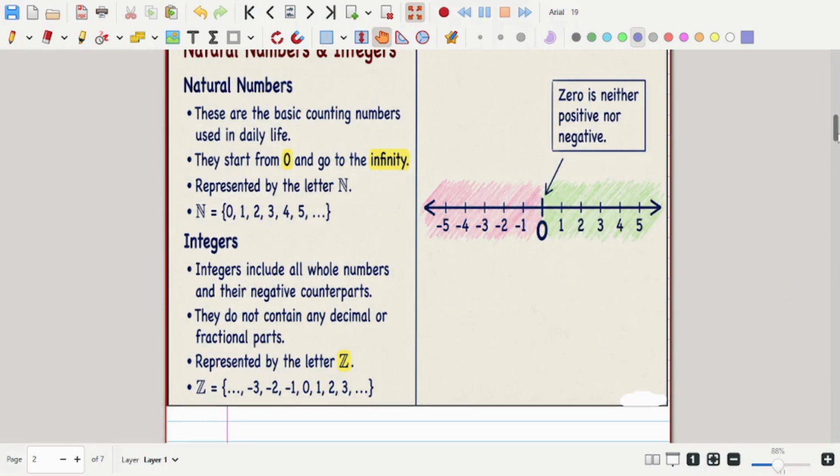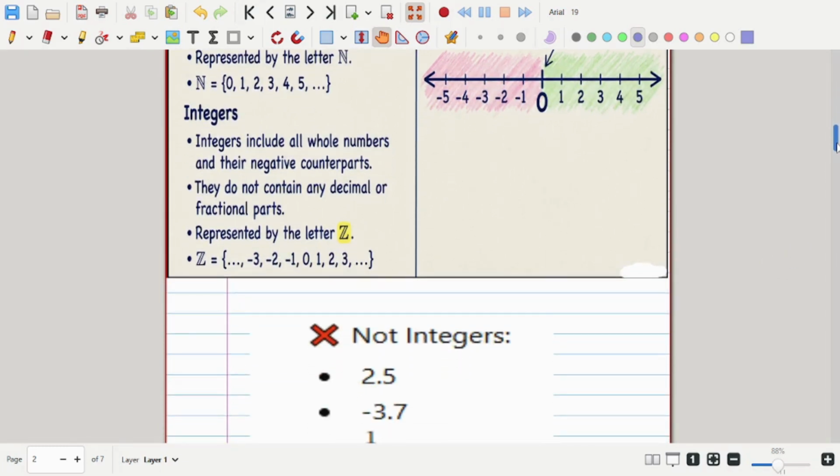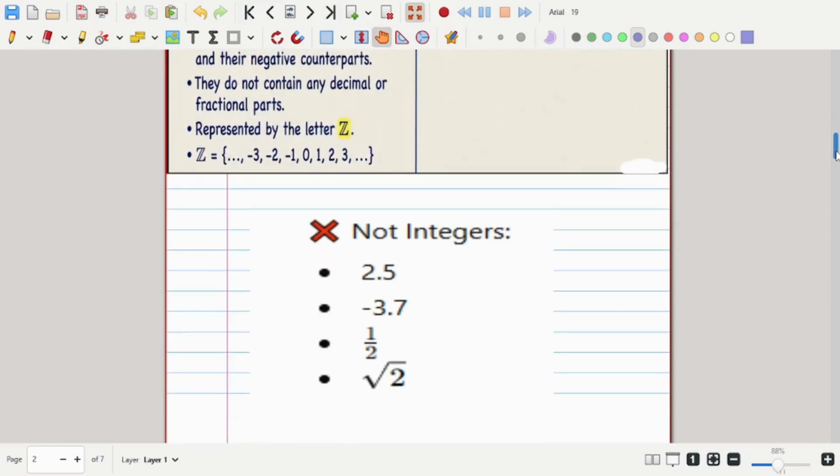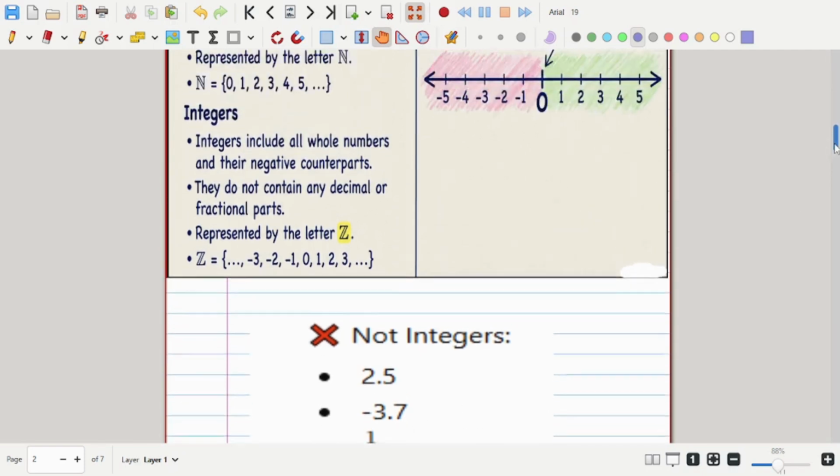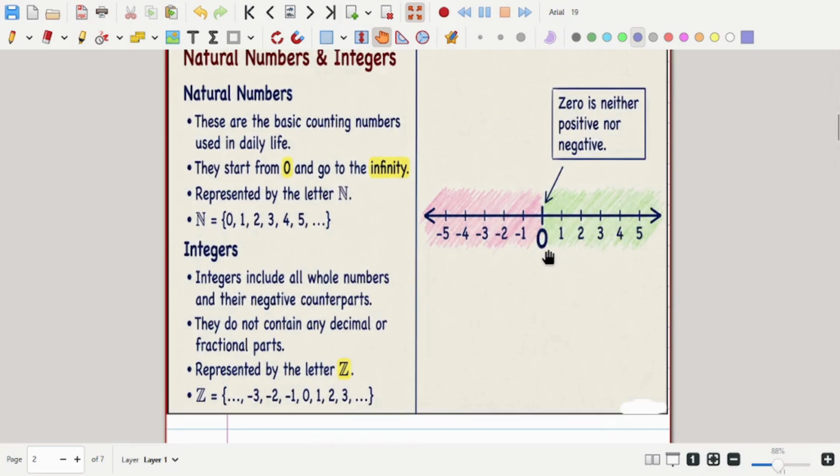Integers do not include square root of 2, 2.5, -3.7, or 1/2. These are not integers. Note that 0 is neither positive nor negative.